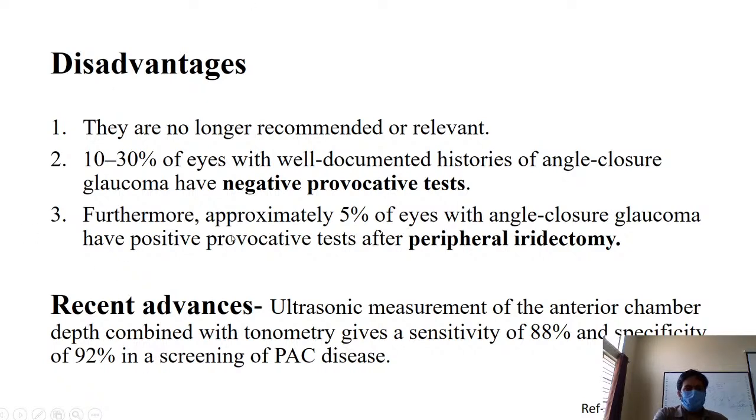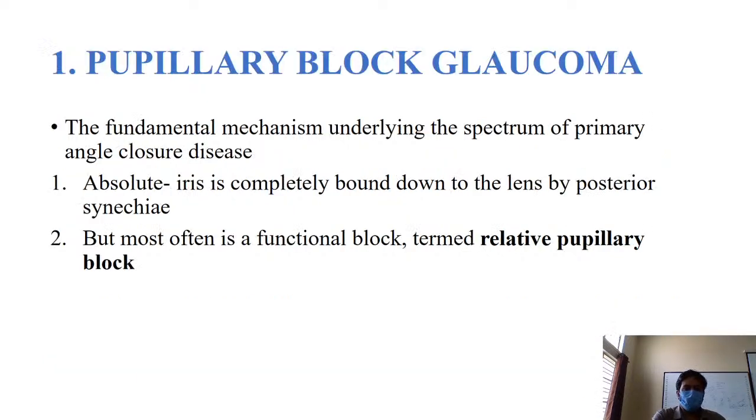The disadvantages of these are that they are not relevant and not recommended, because we have better methods of assessing these patients. In 10 to 30% of angle closure patients the result is negative, and in 5% there is a false positive. False positive tests are also not good, because we go ahead with doing peripheral iridotomy, which is not indicated in such patients. But recently, ultrasonic guided measurement of anterior chamber depth has more sensitivity as compared to these tests.